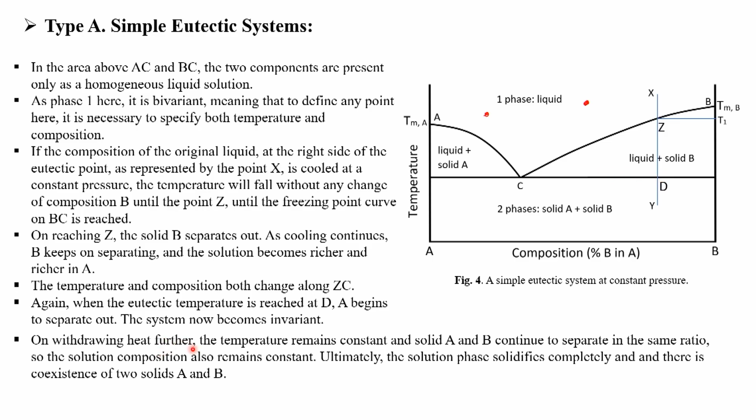On withdrawing heat further, the temperature remains constant and solid A and B continue to separate in the same ratio. So the solution composition also remains constant. Ultimately, the solution phase solidifies completely and there is a coexistence of two solids, A and B. So here we get two phases, solid A and B.